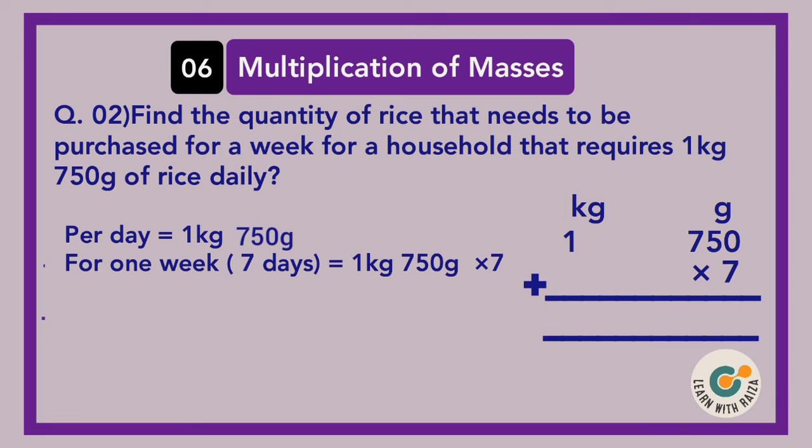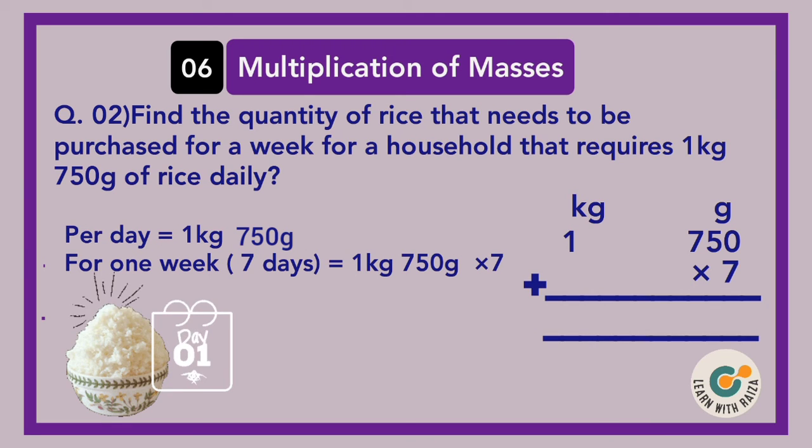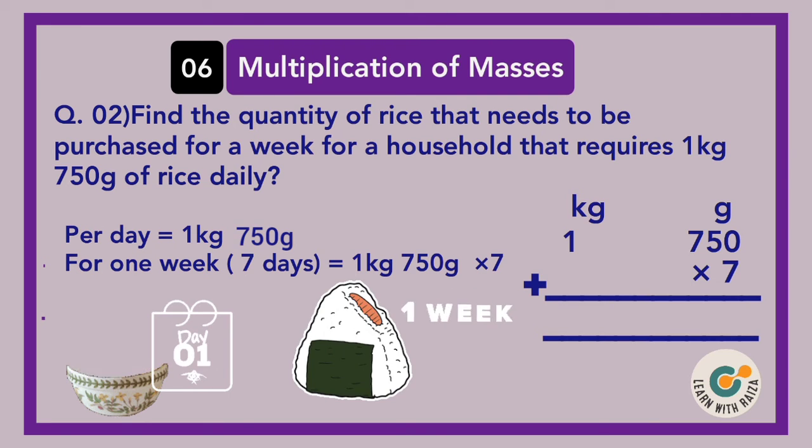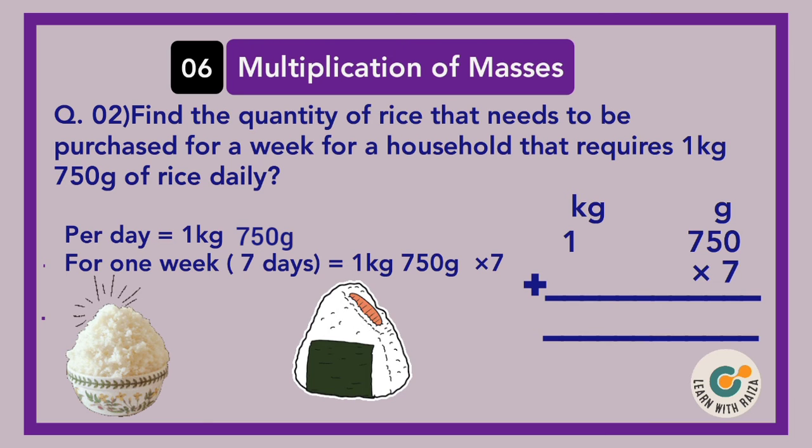Now question number 2 is a word problem. Find the quantity of rice that needs to be purchased for a week for a household that requires 1 kilogram 750 gram of rice daily. So per day 1 kilogram 750 gram means for a week, that is 7 days, we have to multiply by 7. 7 times 0 is 0. 7 times 5 is 35. 7 times 7 is 49. 49 plus 3, you are getting 52. 7 times 1 is 7. 7 plus 5 is 12. So the final answer is 12 kilograms and 250 gram required for a week.